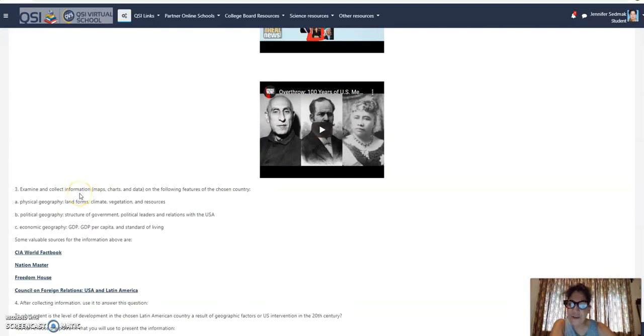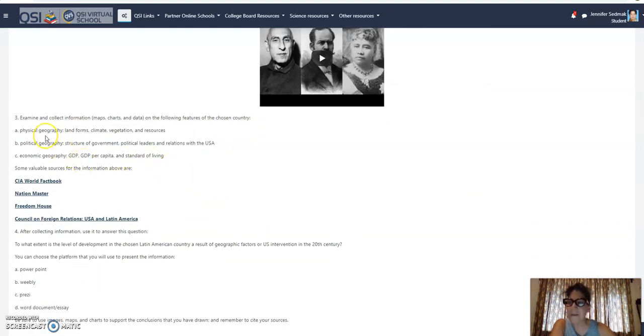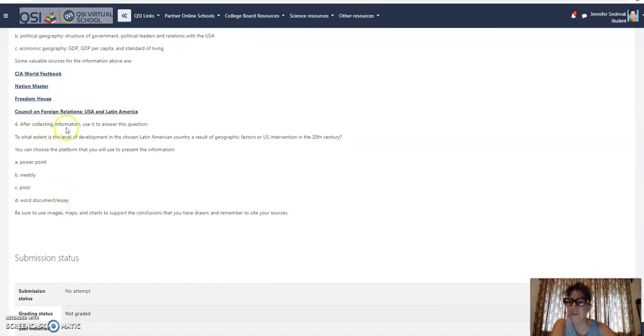Examine and collect information on the following features of the chosen country. So you're going to describe to me the physical geography of the country you chose, the political geography, and the economic geography. So to do that, you probably will want to use CIA World Factbook, Nation Master, or Freedom House. And then after collecting the information, I want you to use that information to answer this question. To what extent is the level of development in the chosen Latin American country a result of geographic factors or U.S. intervention in the 20th century?